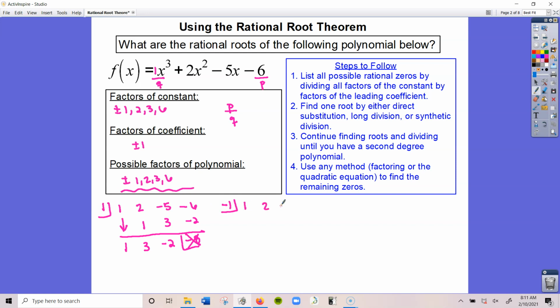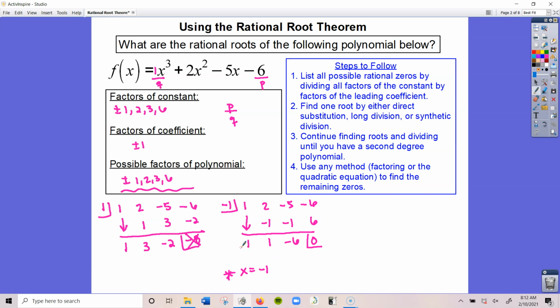1, 2, negative 5, negative 6. Bring down the 1. 1 times negative 1 is negative 1. 2 minus 1 is 1. 1 times negative 1 is negative 1. This is negative 6. Negative 6 times negative 1 is 6. And we end up with 0. So I'm going to start off my list here already. X is equal to negative 1 is an answer.